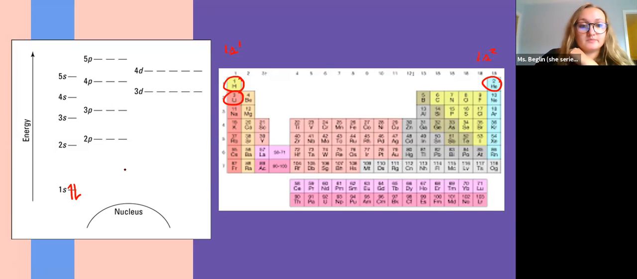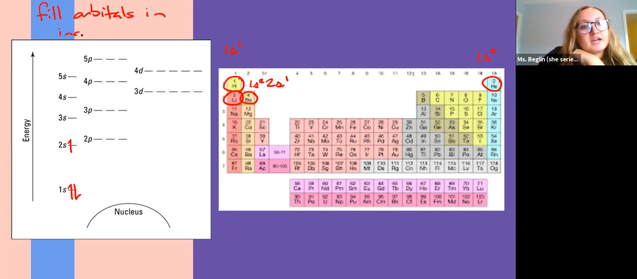Lithium has 3 electrons. 2 of them are in the 1s orbital. The third is in the 2s orbital. So we get the electron configuration of 1s2, 2s1. Let's do beryllium. Remember, we fill orbitals in increasing energy.